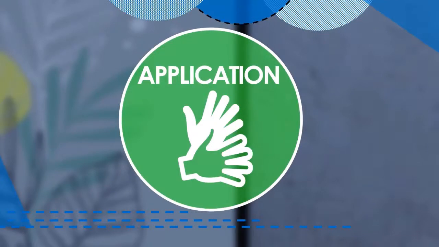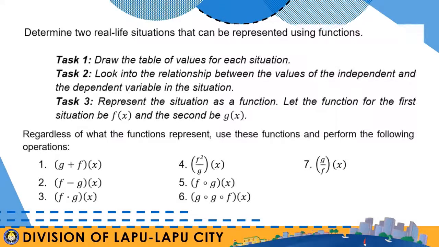Now, let's have the application. And it is for you again to answer. Ready? Okay. Determine 2 real-life situations that can be represented using functions. Task 1. Draw the table of values for each situation. Task 2. Look into the relationship between the values of the independent and the dependent variable in the situation. Task 3. Represent the situation as a function. Let the function for the first situation be f of x, and the second be g of x. Then, regardless of what the functions represent, use these functions and perform the following operations.